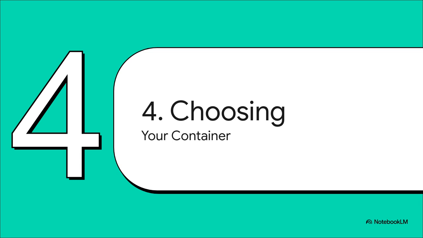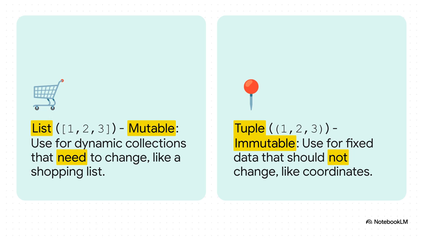That brings us to section 4, choosing your container. This is where the rubber really meets the road. A list is mutable. You can change it, add to it, whatever. It's perfect for a dynamic collection, like a shopping list or items in a cart. But a tuple, on the other hand, is immutable. Once you create it, it's locked. This makes it perfect for a fixed record of data, like GPS coordinates or a specific color's RGB value. You wouldn't want those to change by accident, right? So choosing the right one tells other programmers and your future self what your intentions are.